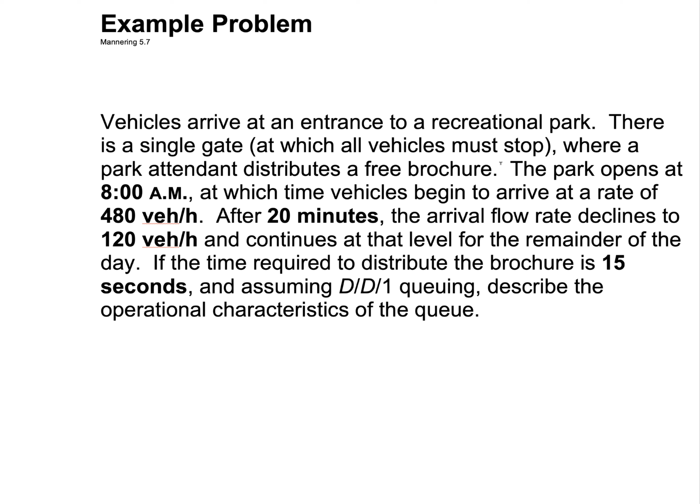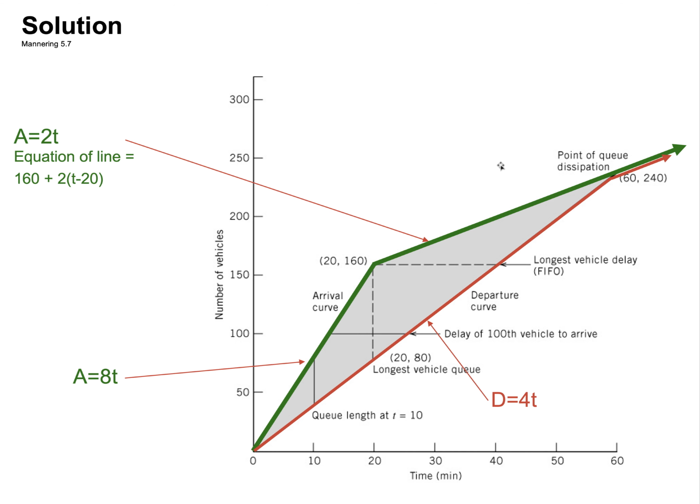And so the question says, if the time required to distribute the brochure is 15 seconds, and assuming DD1 queuing, that means uniform arrivals, uniform departures, and one lane, describe the operational characteristics of the queue. So let's take a look at this example. So basically, to solve these problems, we draw the queuing diagram.